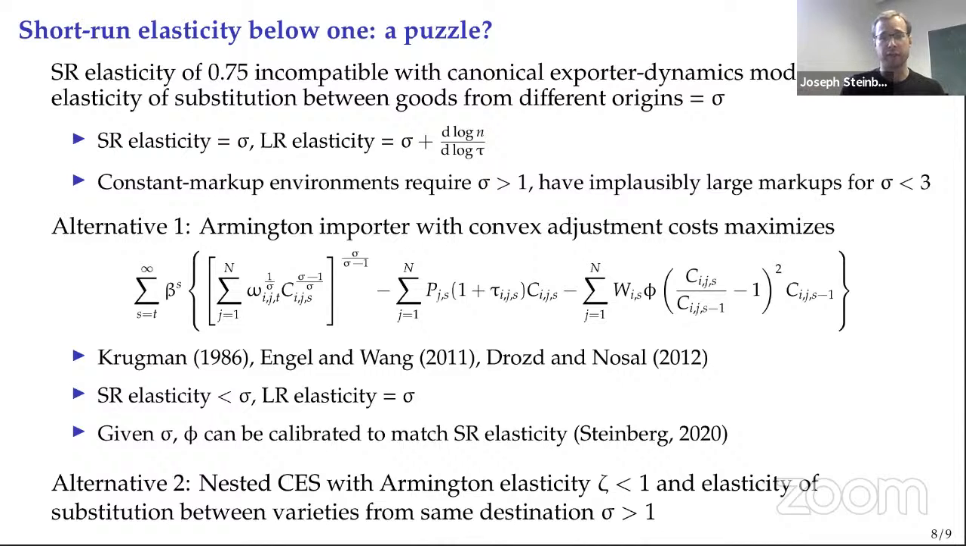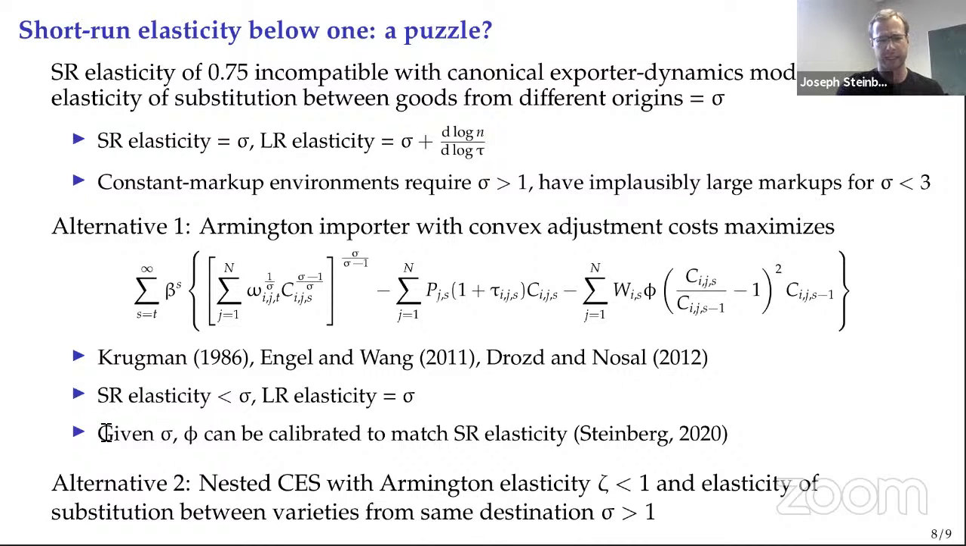An alternative is convex adjustment costs. This has been seen in the literature in a number of places. What's different about doing it this way is that you get a long-run elasticity equal to the elasticity of substitution across goods, and a short-run elasticity that's less than that. In fact, you can calibrate the size of these adjustment costs to get whatever short-run elasticity you'd like. So I conjecture that this framework would also give rise to the same kind of estimating equation. It'd be nice to show that formally.